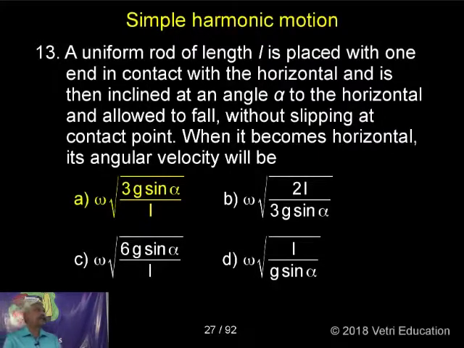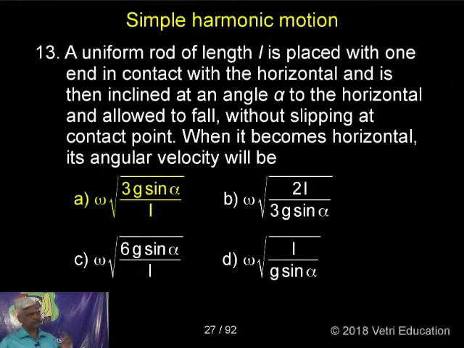A uniform rod of length L is placed with one end in contact with the horizontal and is then inclined at an angle alpha to the horizontal and allowed to fall. Without slipping at the contact point, when it becomes horizontal, its angular velocity will be?